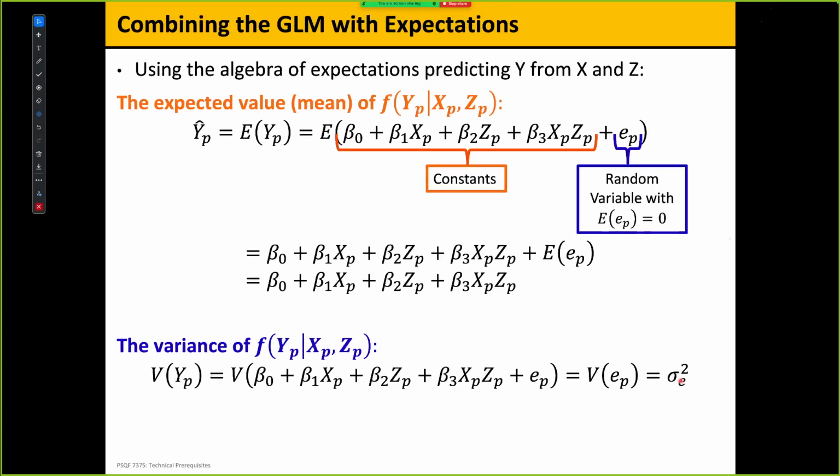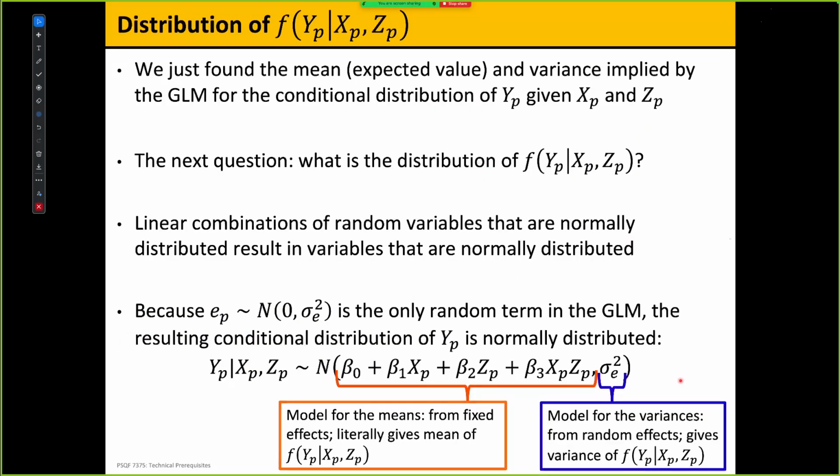So now we can see all those regression assumptions and how they tie into distributions and how we had to use expected values and distributions to get there. I think it's kind of cool, personally. So we just found the mean, expected value, and variance implied by the general linear model for the conditional distribution of y given x and given z. The next question is then, okay, so we found its mean, we found its variance, but we said nothing about its distributional family, its shape, right? So how do we figure out its distribution?